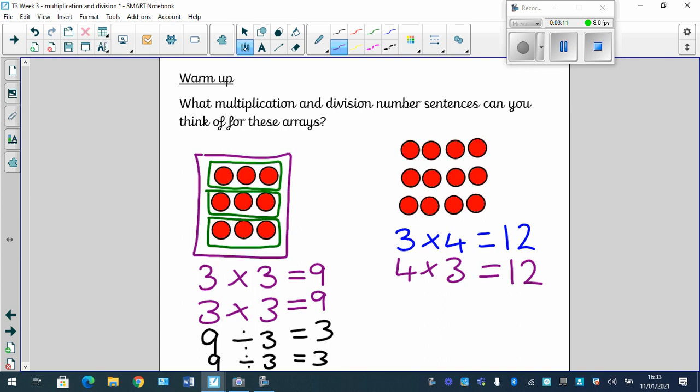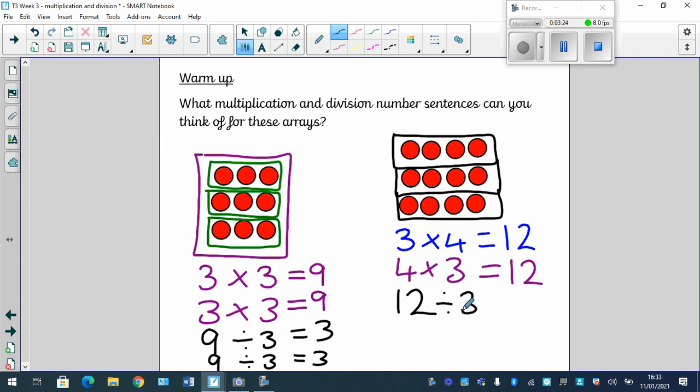Now then, if I want to divide 12 up, I could do that quite easily. I could go 12 divided by 3, so that means 3 equal groups. I have 4 in each group. 12 divided by 3 equals 4.